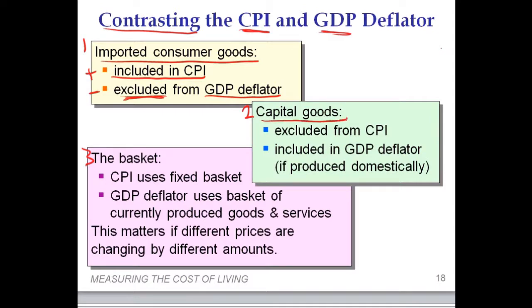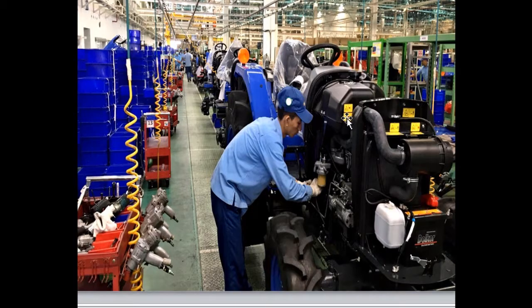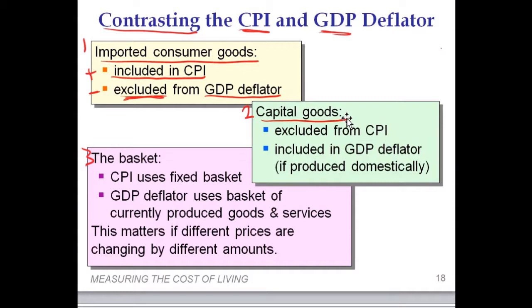Number two is the capital goods, such as tractors and factories, which are used to make other goods. Those are going to be excluded from the CPI. If you can remember, in the market basket, we didn't see things like capital goods. We saw household goods like clothing and food, things a typical consumer buys. Capital goods that businesses would buy are going to be excluded from the CPI and included in the GDP deflator because those are related to production if they are produced domestically.